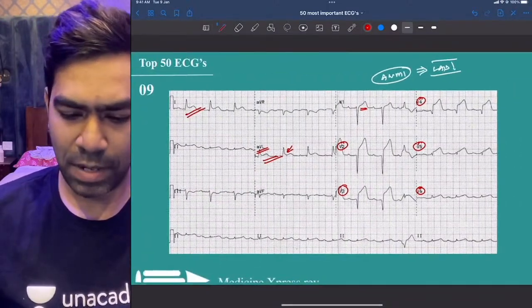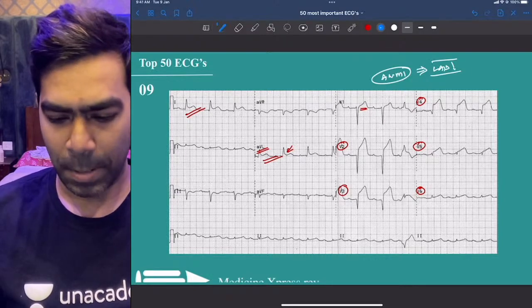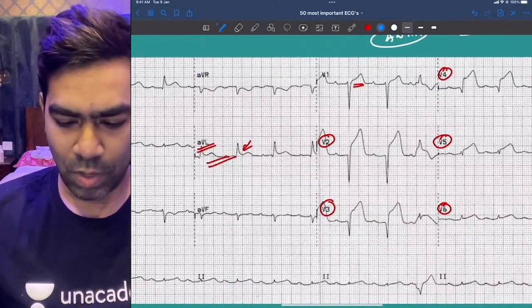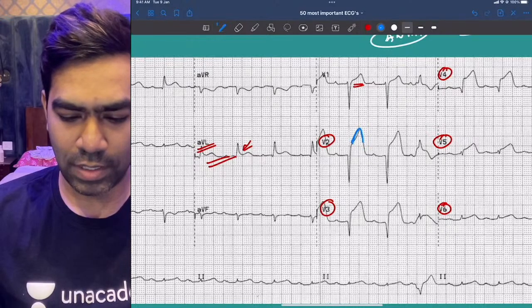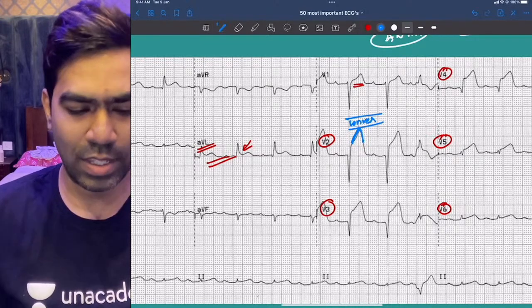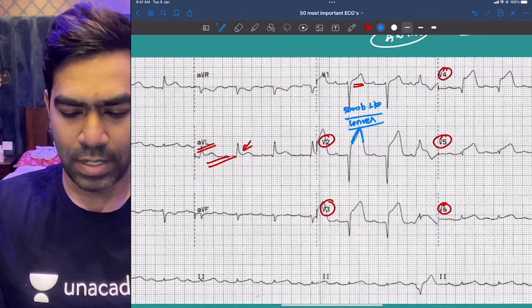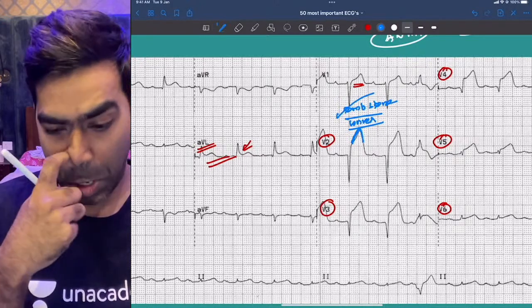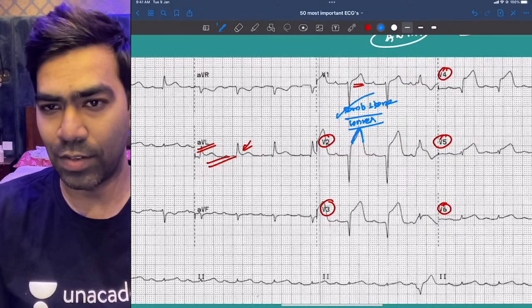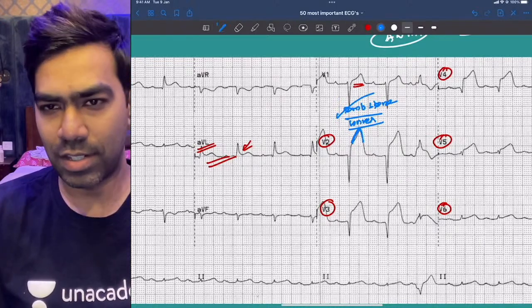And apart from that, there are plenty of other findings that are suggestive of myocardial infarction, a STEMI. Number one, you see a convex ST segment elevation. This kind of ST segment elevation is called tombstone ST segment elevation. Whenever you see a convex or tombstone ST segment elevation, it is very likely suggestive of a myocardial infarction, STEMI.